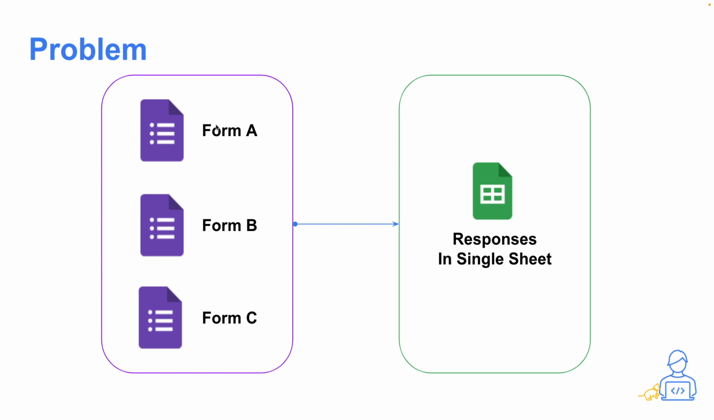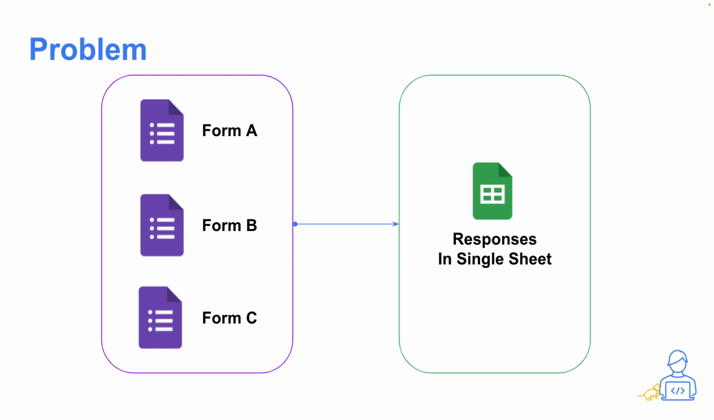Every form submission we catch. If we get a form submission from form A, we're going to use a script to get the responses and save them to the target sheet. Any forms we are watching, any form submission, we save the result to this spreadsheet. So this is the problem we're trying to solve here.